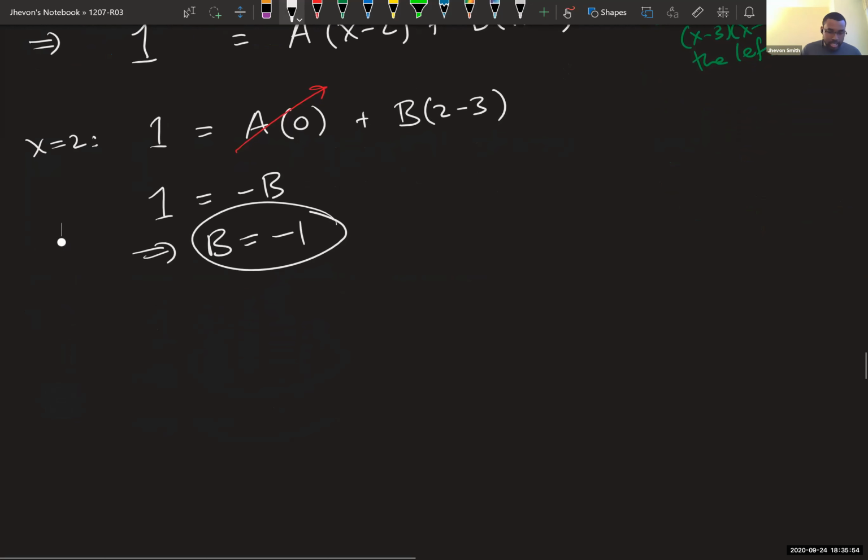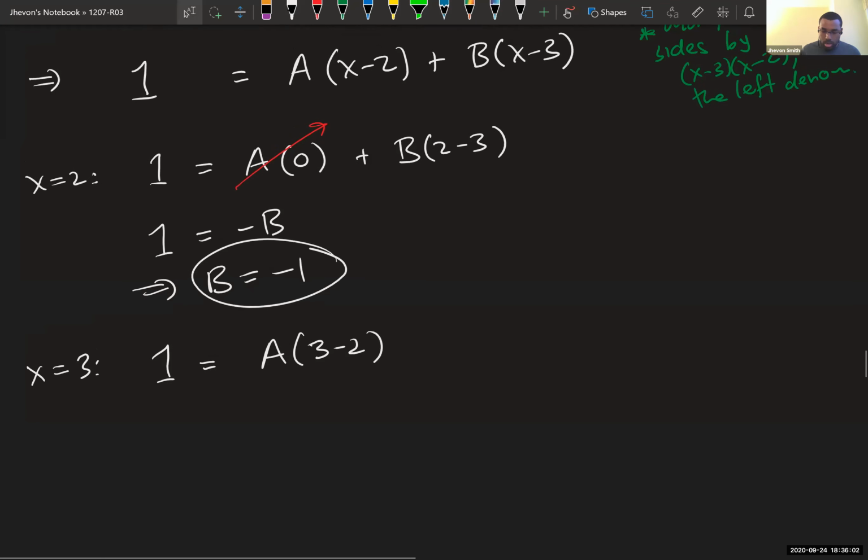If I plug in x equals 3, then the equation becomes A times (3 minus 2) plus B times 0. So now the B gets canceled, and I can solve for the A.